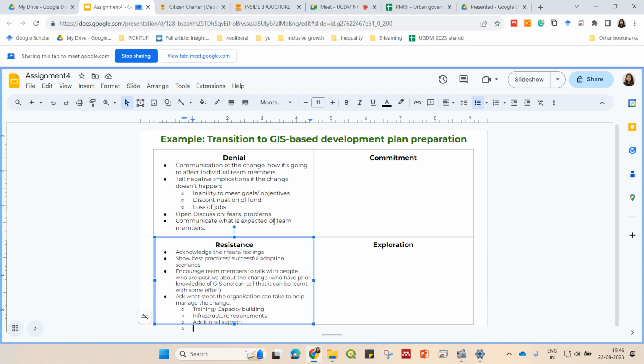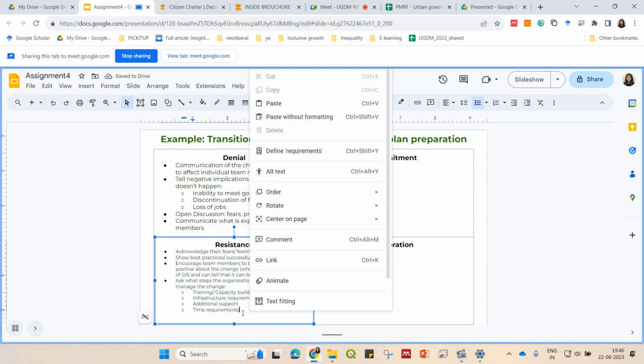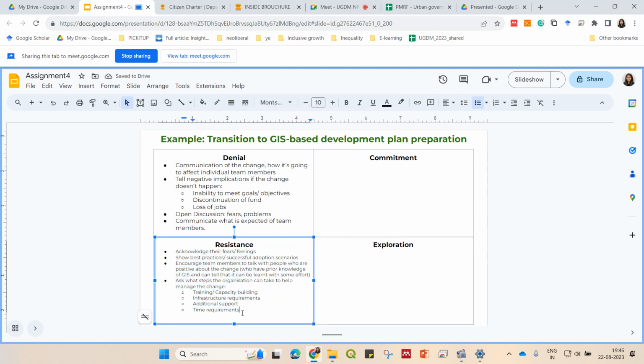Maybe you can discuss time requirements. What time frame they are seeing, or what they think is a good time frame which can help them, which can give them enough time to actually get adjusted to the new working environment or new workflow. Anything else?